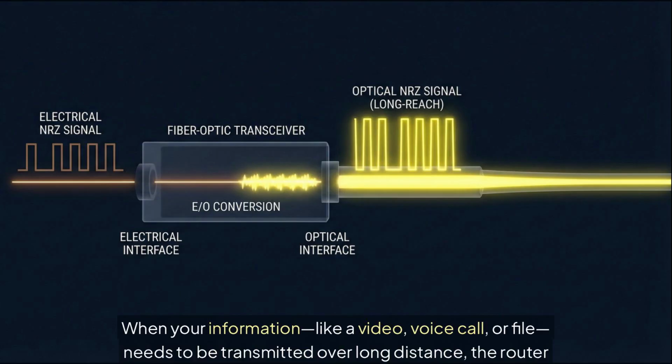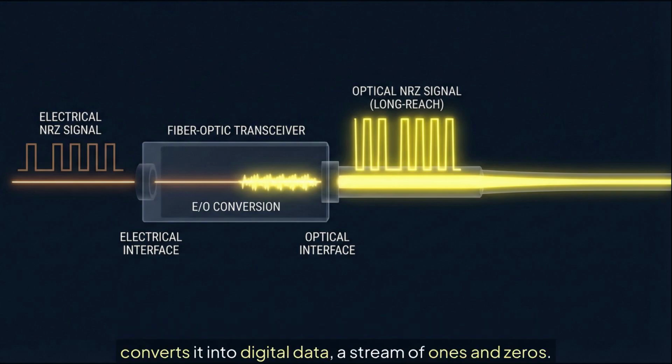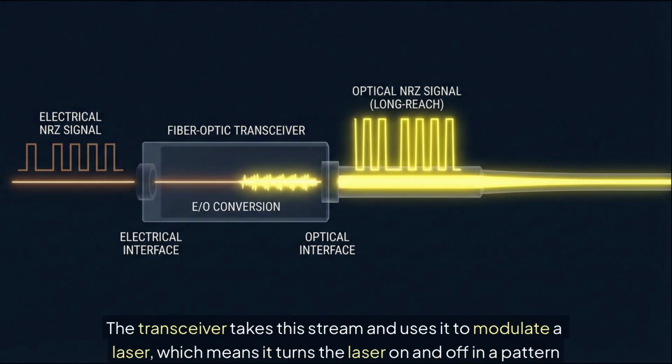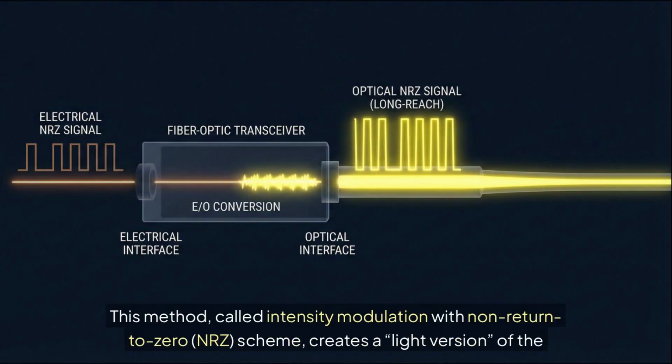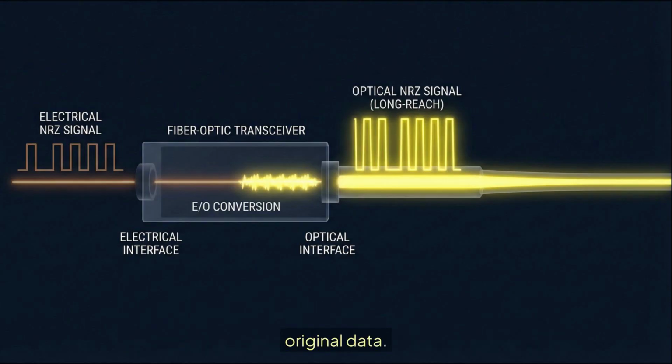When your information, like a video, voice call or file, needs to be transmitted over long distance, the router converts it into digital data, a stream of ones and zeros. The transceiver takes this stream and uses it to modulate a laser, which means it turns the laser on and off in a pattern that matches the ones and zeros. This method, called intensity modulation with non-return to zero (NRZ) scheme, creates a light version of the original data.